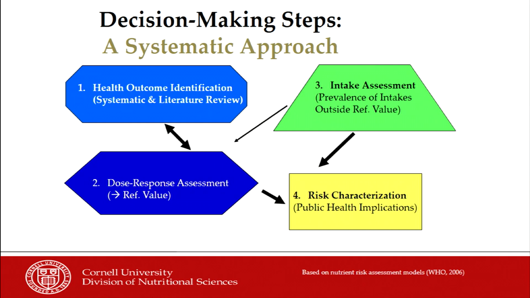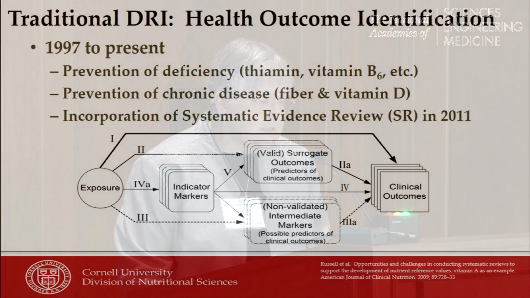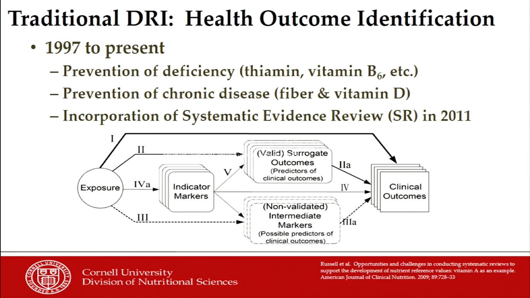Once a health outcome or outcomes are identified, then assessing the dose response is important for setting the reference value. Additional steps in the DRI process look at the assessment of intakes in the population and risk characterization. But the two primary ones that we're going to focus on today are the identification of health outcomes and dose response assessment.